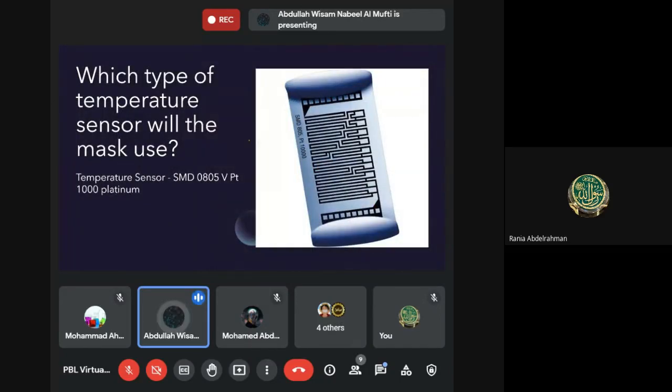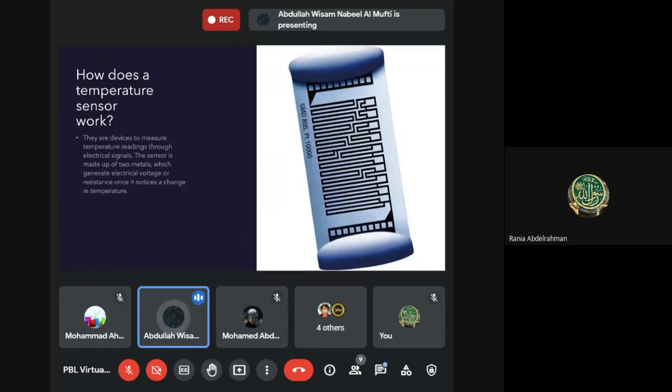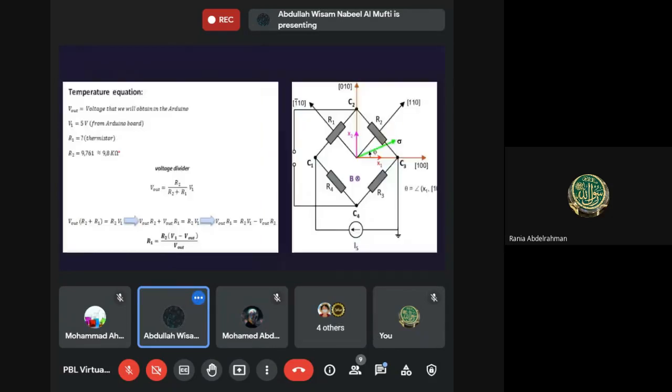Which type of temperature sensor will this mask use? This mask will use the SMD0805, which is one of the latest temperature sensors in this modern day. And how does a temperature sensor work? Basically, it's a device that measures temperature readings through electric signals. The sensor is made of 2 metals which generate electrical voltage or resistance once it notices a change in temperature. And this is how you can see it. This is the temperature equation.